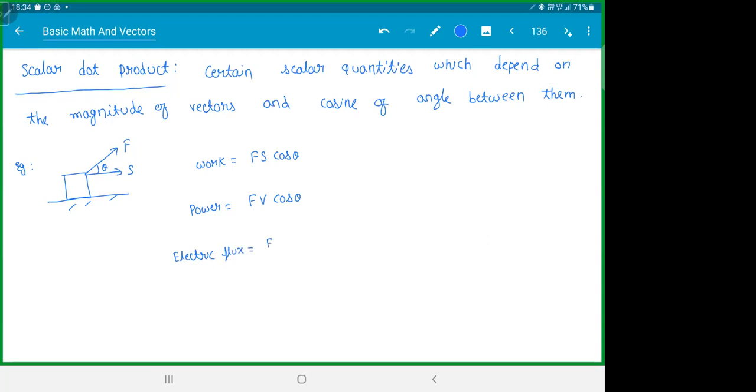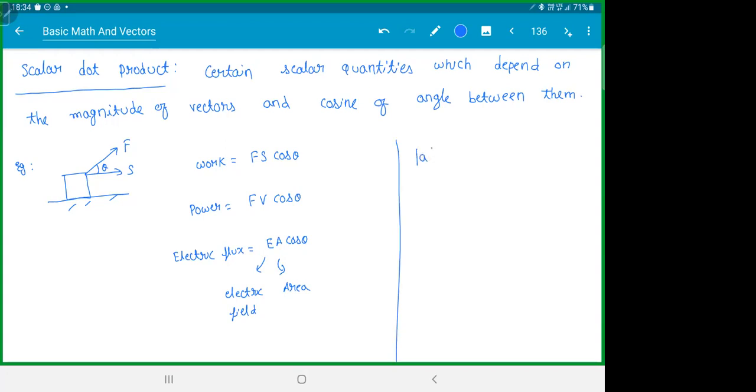Then later on, you will see something called electric flux, which is given by E into area into cos theta. This is the electric field, this is the area. So people said, these quantities are continuously popping up at multiple places. There are many quantities in physics which are in the form of two magnitudes and the cosine of an angle between vectors. So then they said, okay, let's give them a name.